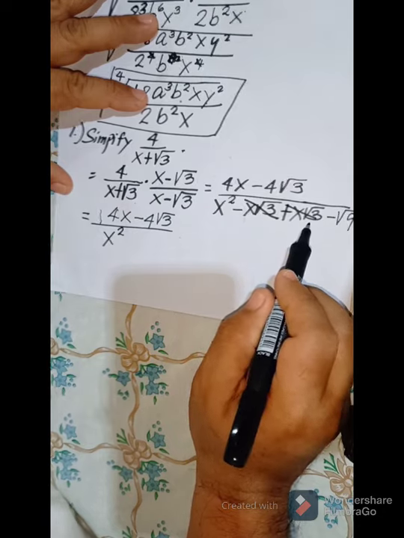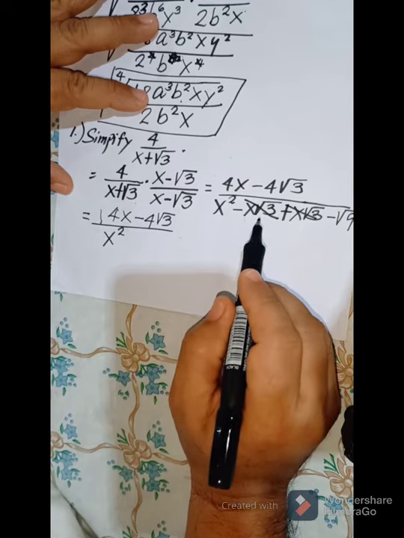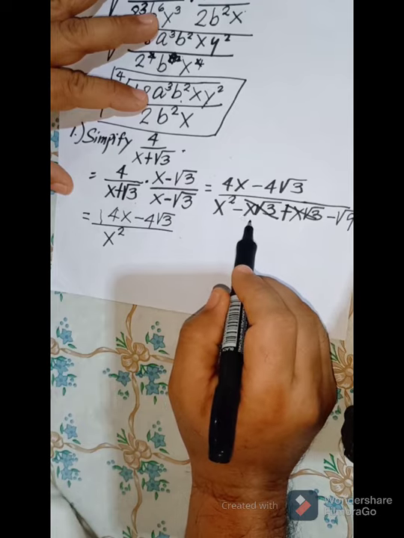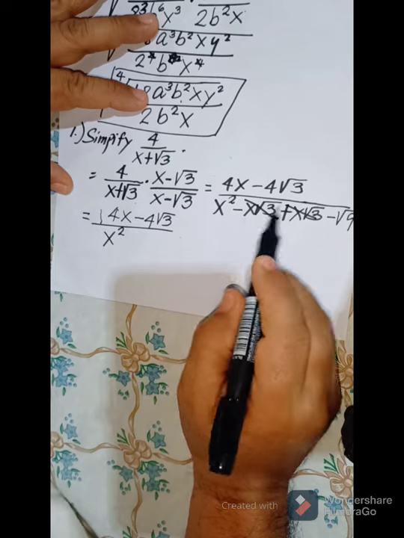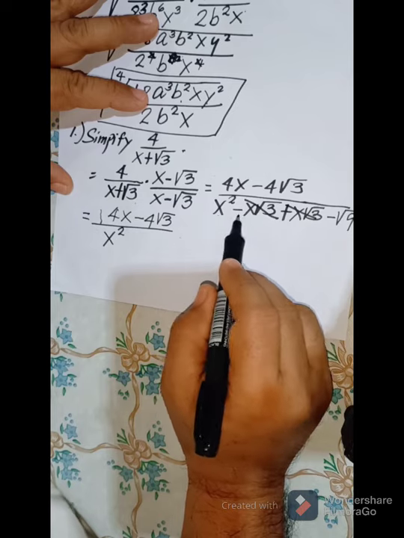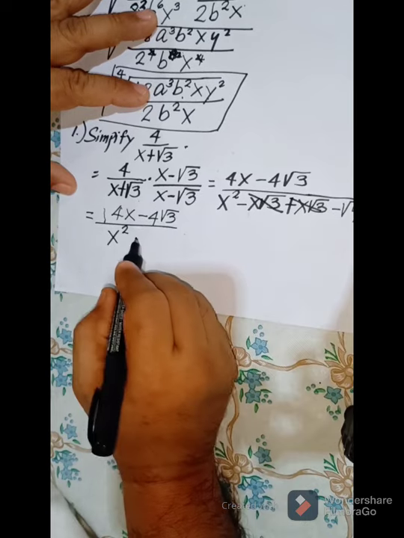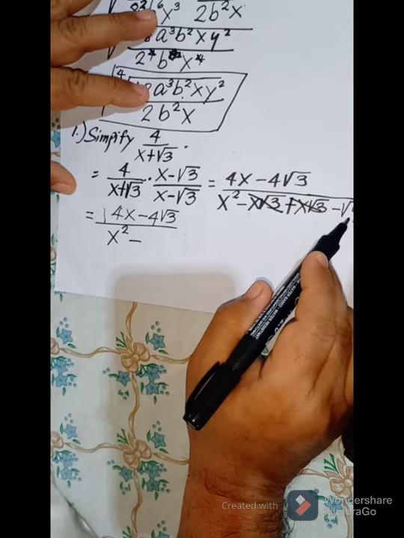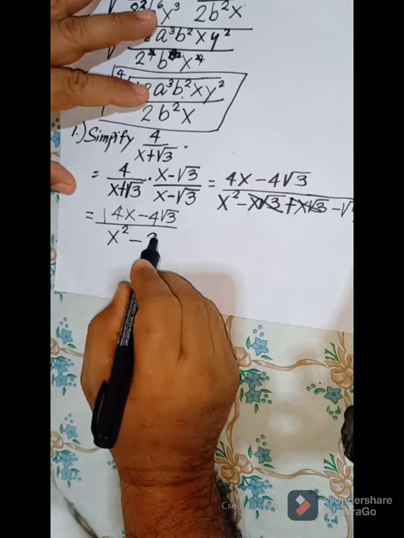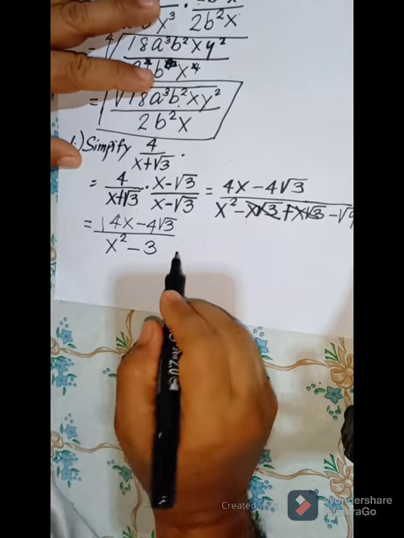Take note that if a quantity is added to its additive inverse, the result is 0. That's why we have to cancel negative x square root of 3 and positive x square root of 3. So what's left is 9, negative square root of 9. The square root of 9 is 3, so we have minus 3.